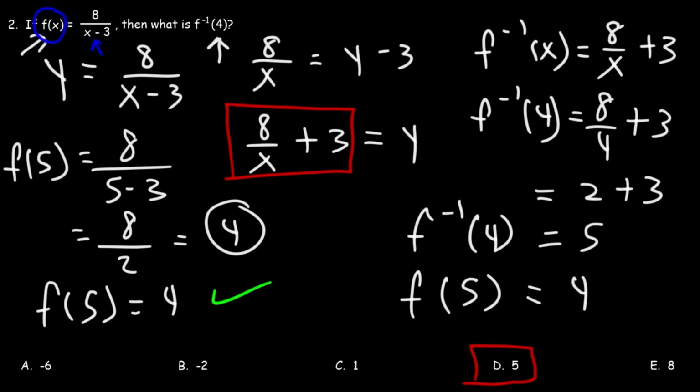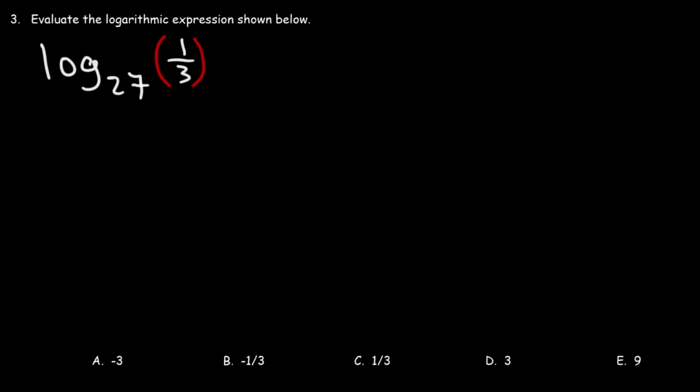In that case, x would be 5, and that will be our answer. So we really didn't have to find the inverse function, but it wasn't wrong to do that. So there were two ways in which we can actually solve this problem. Number 3, evaluate the logarithmic expression shown below.